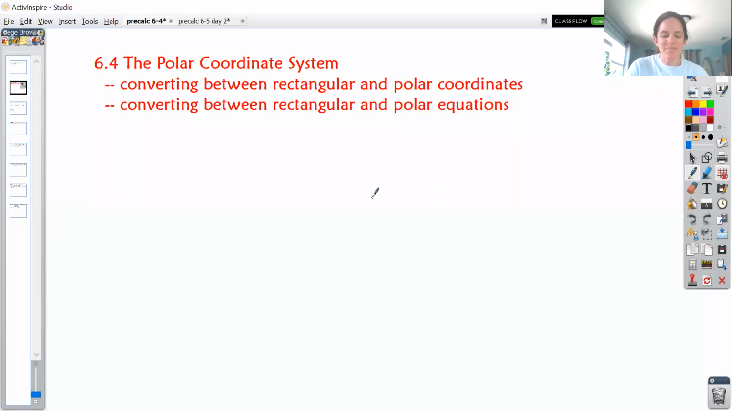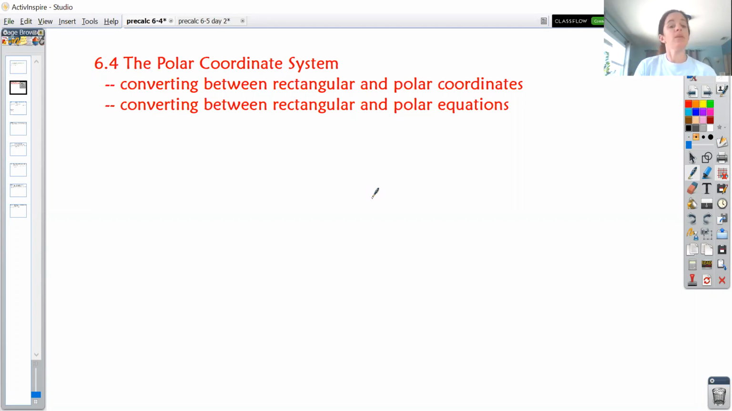Hey guys, here's 6.4, which is the polar coordinate system. It's a pretty easy lesson, so hopefully you'll understand it, and the real fun comes in 6.5. So in 6.4, the main goals are that we're going to just convert back and forth between the rectangular and polar systems for both coordinates and equations.